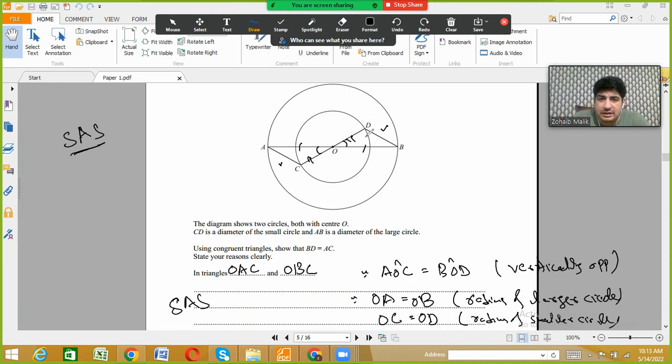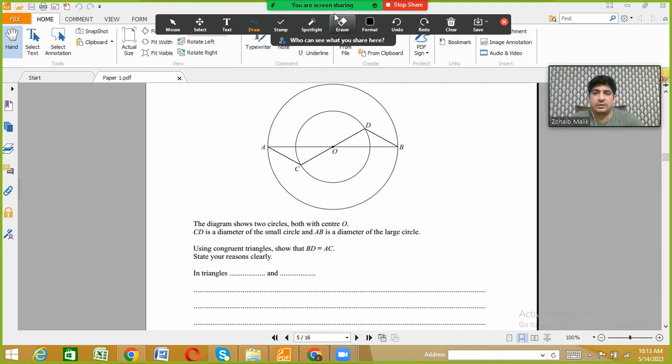So when these two shapes are congruent, then definitely side AC would be equal to BD. So this is the explanation.